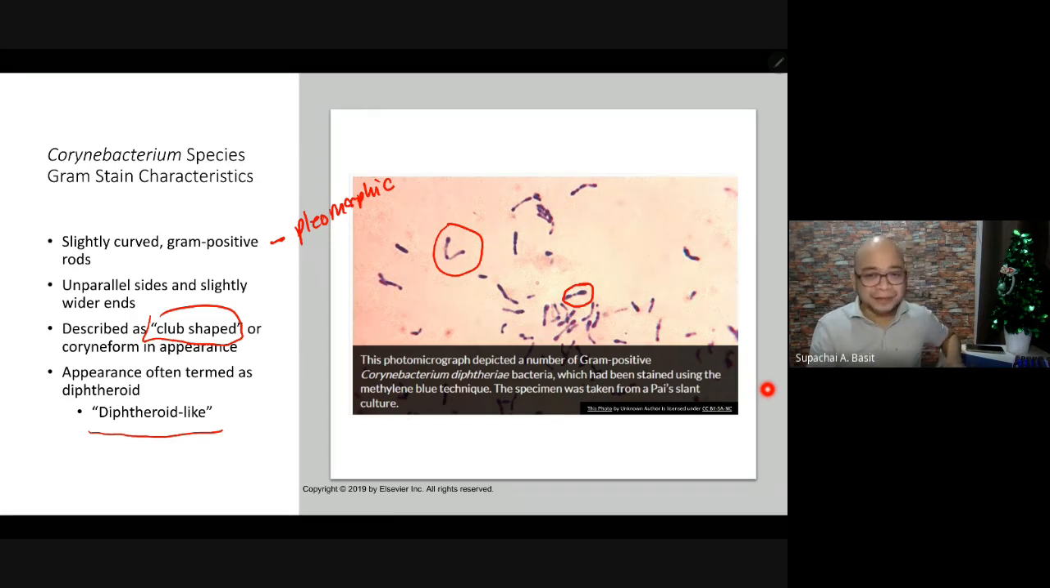However, this particular photograph is stained using methylene blue, from the pie slant culture. Pie slant is an example of a medium that contains lipid. So that's the reason why you will see that the growth is really enhanced.